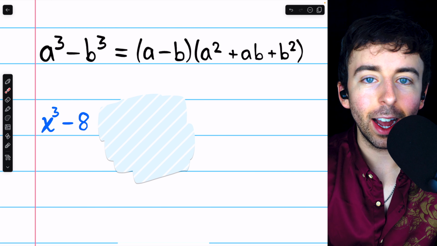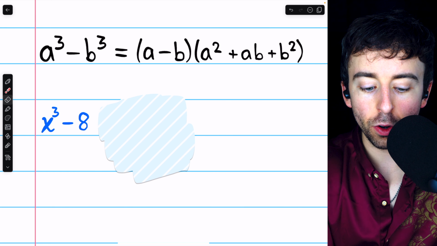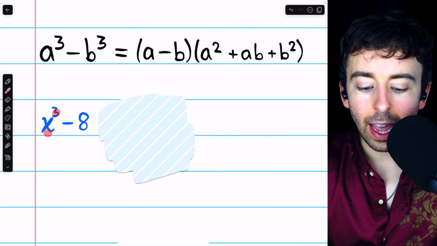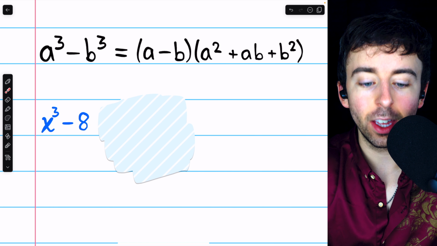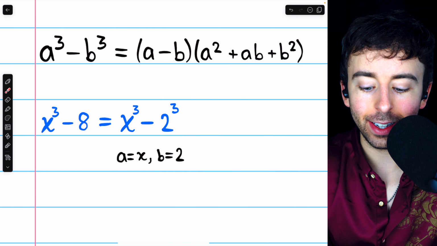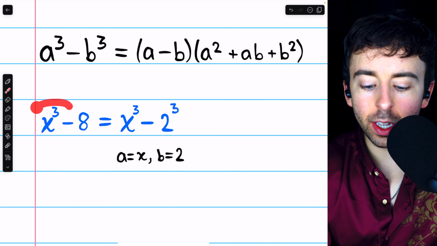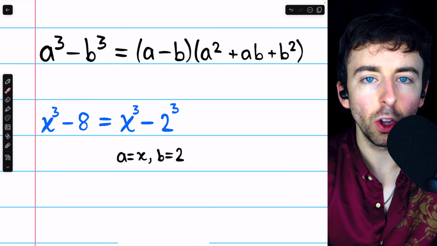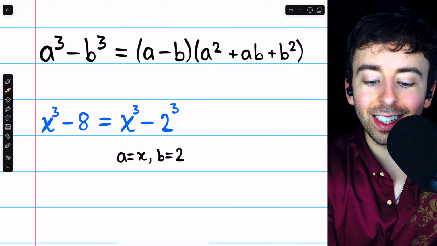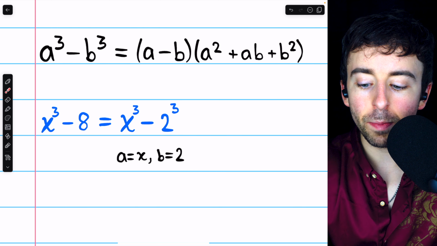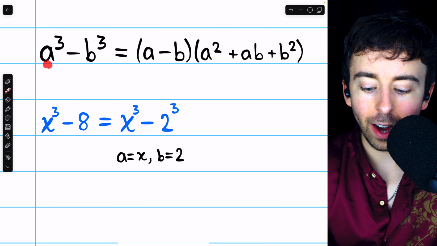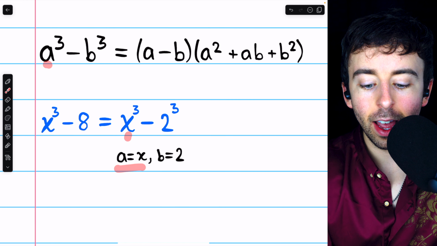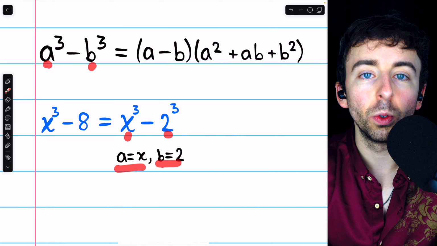First, we need to recognize that this is a difference of cubes. We have x cubed, and 8 is what cubed? Well, you've got to know that 8 is 2 cubed. So we can rewrite this as x cubed minus 2 cubed, just to see those cubes clearly. At which point, it's clear we have a difference of cubes, and we can apply this factorization where a is equal to x, and b is equal to 2.